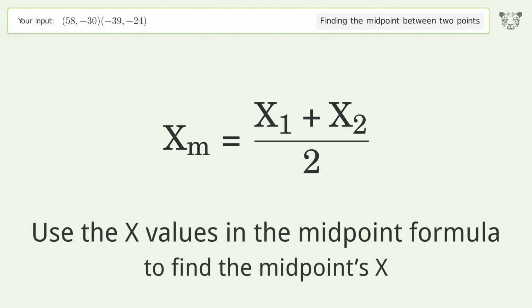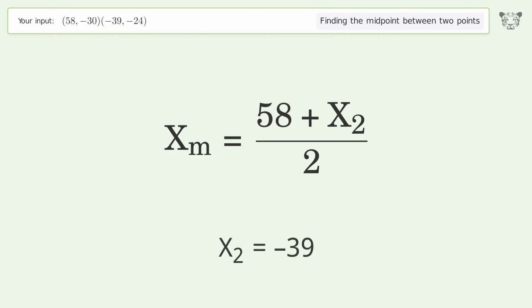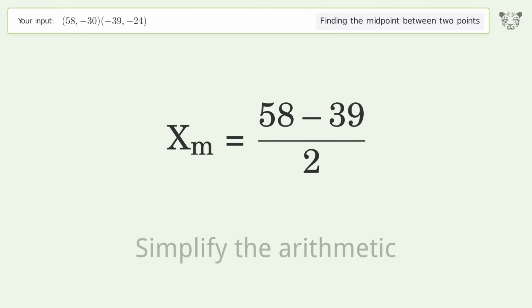Use the x values in the midpoint formula to find the midpoint's x. x1 equals 58. x2 equals -39. Simplify the arithmetic.